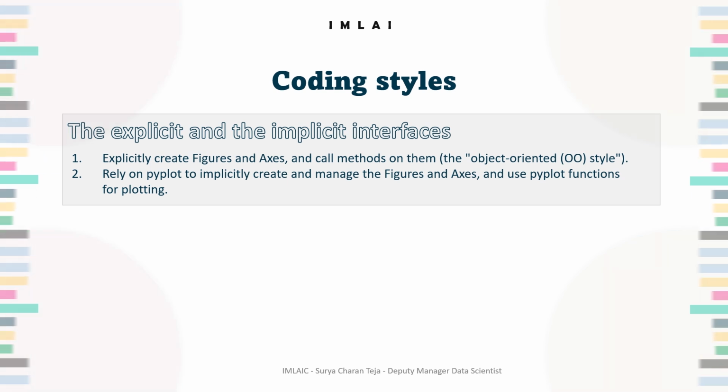This one simply relies on pyplot to implicitly create and manage the figures and axes, and uses pyplot functions for plotting. That's simple. So these are the two ways. In one, you will be actively participating in doing a lot of activities, whereas in the second one, you will be passive and pyplot will take over the action. Okay, let's look into the explicit one, the object oriented style.